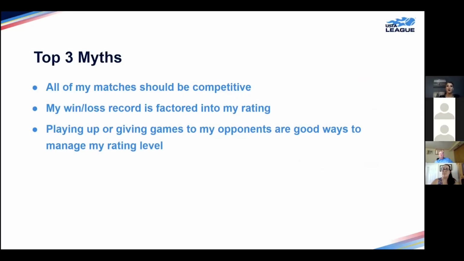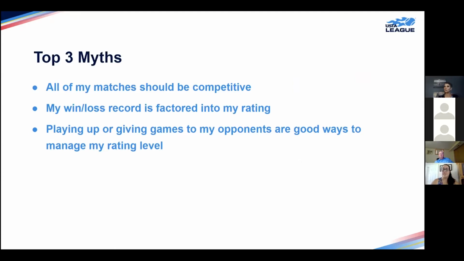Top three myths. All of my matches should be competitive. We talked about this before, but just to touch on it again, the rating levels offer a range of skill. And so some of those matches will be competitive and some of them may be a little bit more what we call compatible. My win-loss record is factored into my rating.